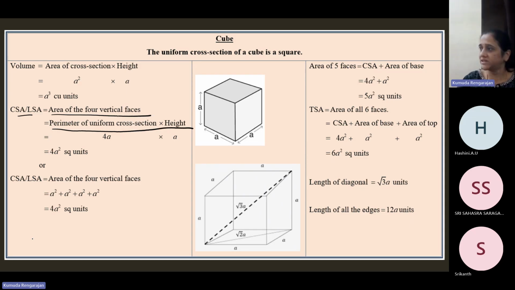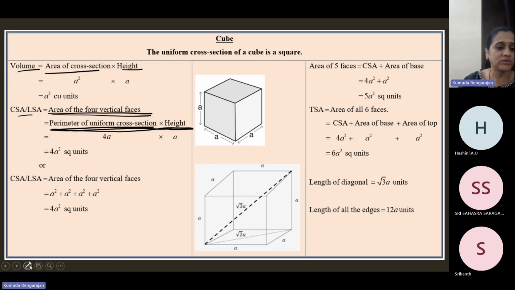It's the area of the 4 vertical faces. Now, how do we express this area of 4 vertical faces? It's the perimeter of the uniform cross section into height. Area of the uniform cross section into height is volume. Perimeter of the uniform cross section into height is lateral surface area or curved surface area.